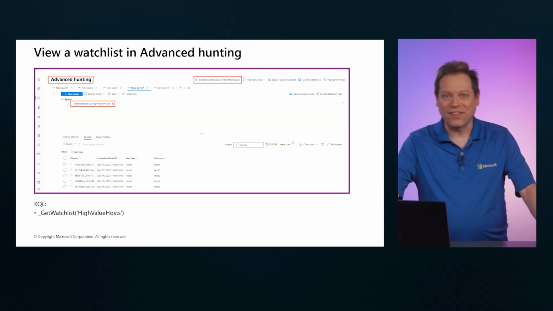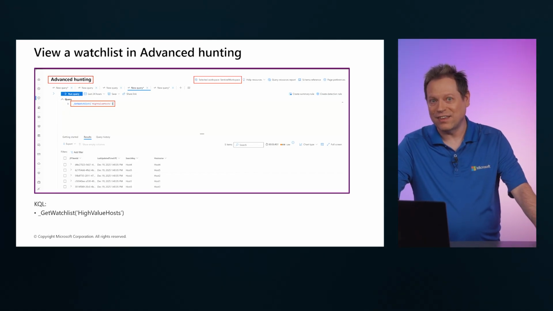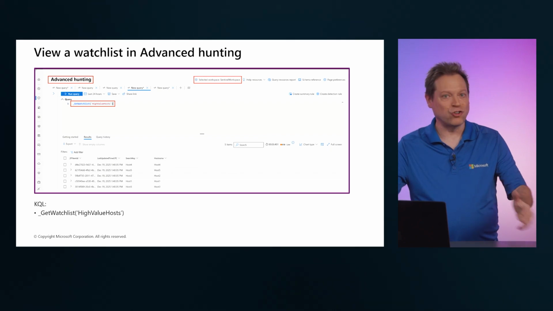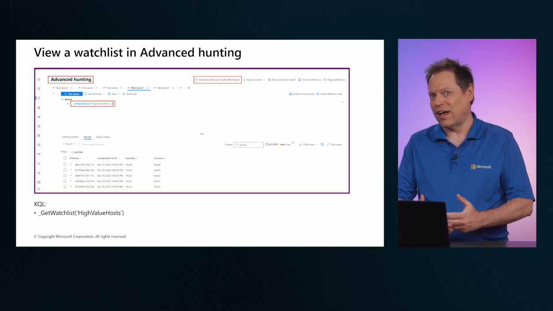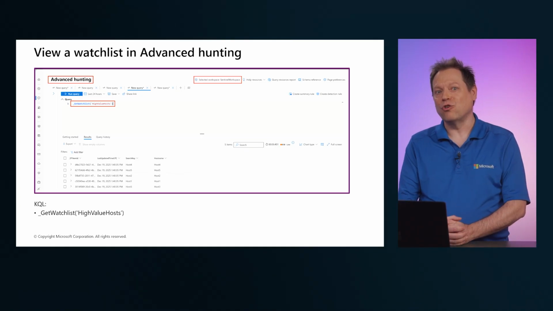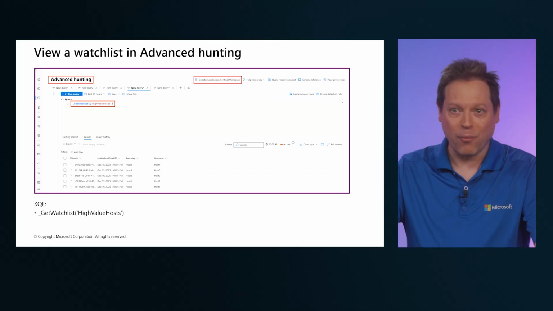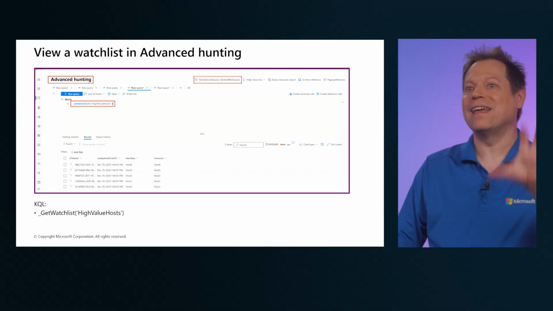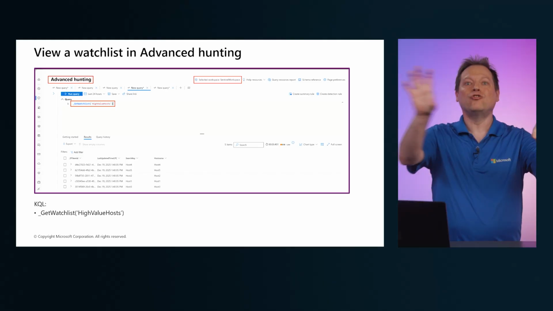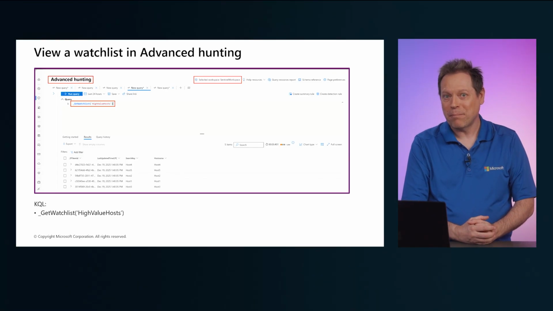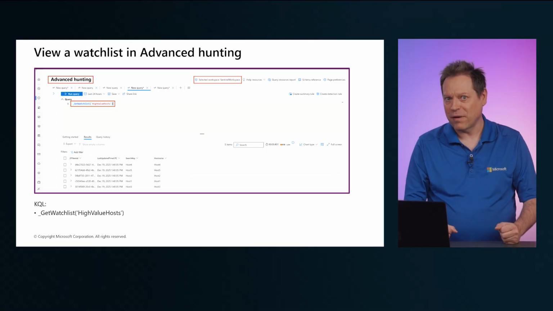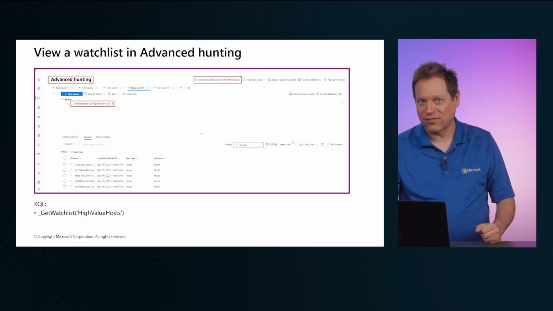Once a watchlist exists, you can query its contents directly in Advanced Hunting KQL. For example, you can call the function _GetWatchlist and specify the watchlist name, such as high-value host, to return the rows in that list. From there, the real power comes from joining that watchlist data to your event table, so you can quickly filter to high-impact assets or apply special handling to sensitive systems.